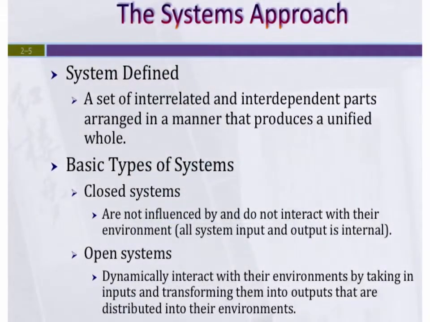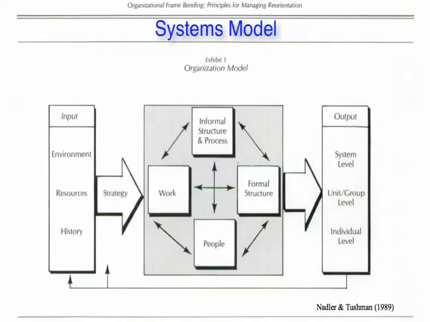So what is a system? A system is a set of interrelated and interdependent parts arranged in a manner that produces a unified whole. Okay, the way this model is really formatted, it talks about inputs and then some type of process that takes place and then outputs, all right? And those are the key words we want to keep in mind.